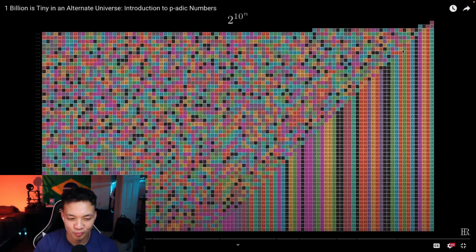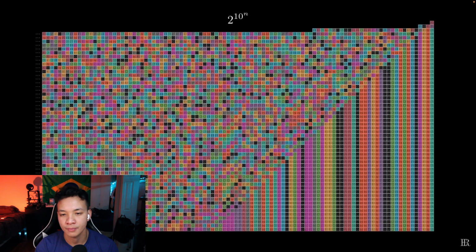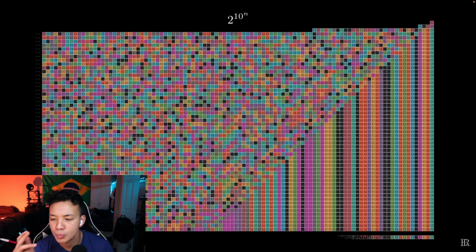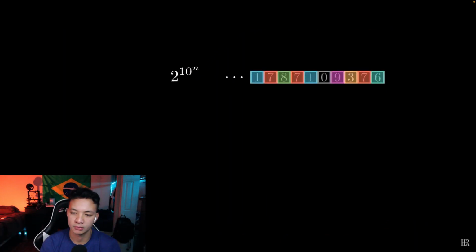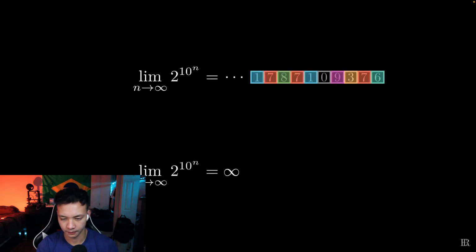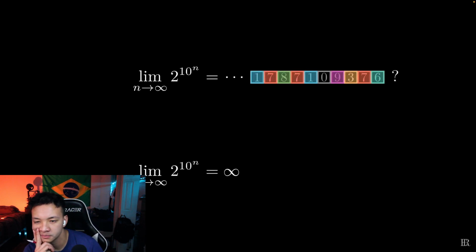The last few digits of 2 to the 10 to the n plus 1 are exactly the same as the last few digits of 2 to the 10 to the n. And as we increase n, the agreement gets better and better. In other words, in some weird sense, these numbers, these large powers of 2, are converging to something. Interesting. Of course, they're not converging in the usual way. 2 to the 10 to the n doesn't converge to anything as n gets large. It diverges to infinity. So what on earth does this sequence of digits represent?